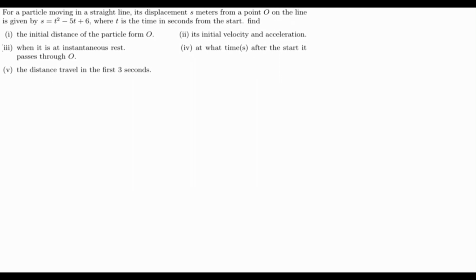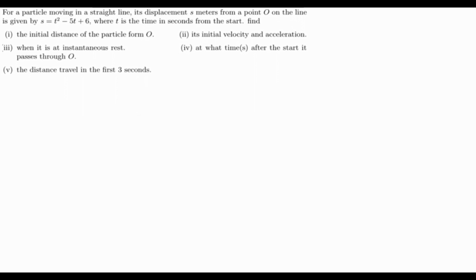So in this problem we're being asked a question that says that for a particle moving in a straight line, its displacement s meters from a point O on the line is given by s equals t squared minus 5t plus 6, where t is the time in seconds from the start. Find the initial distance of the particle from the origin, which is O. Find its initial velocity and acceleration. Find when it is at instantaneous rest.